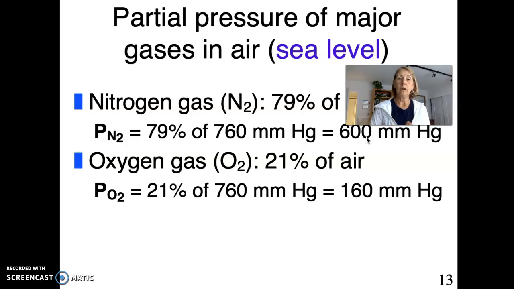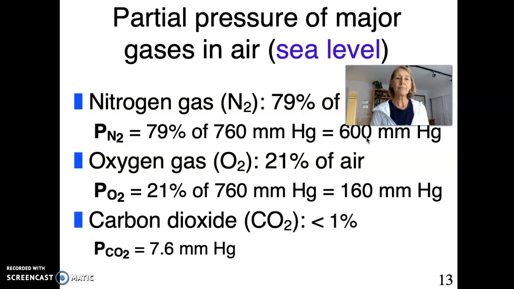Let's do it for oxygen. Oxygen is 21% of the air that you're inhaling. You multiply that by the atmospheric pressure, 760 millimeters of mercury, and you get 160. So 160 millimeters of mercury is the pressure at sea level of that oxygen that you're able to take in. What is it for carbon dioxide? We need to know that one too. Less than 1%, and that turns out to be about 7.6 millimeters of mercury. Hold those ideas now. You have that number in your brain for oxygen, 160.